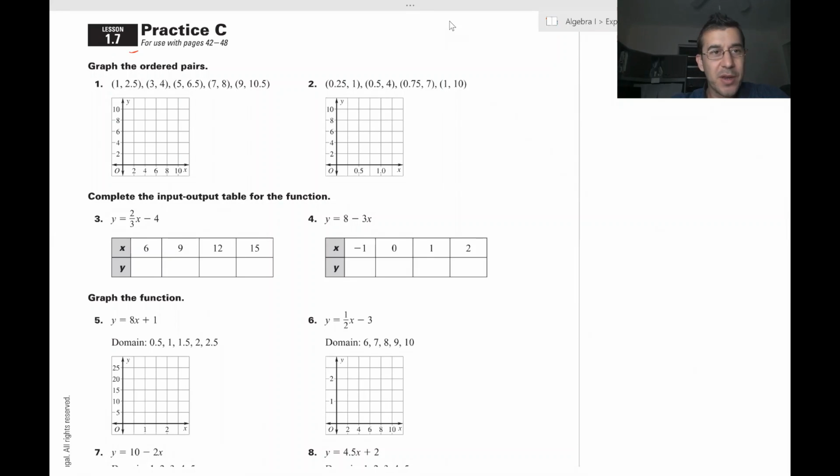This is Oliver. We're looking at section 1.7, which is about representing functions as graphs, and we're going to do practice C today. So let's start.